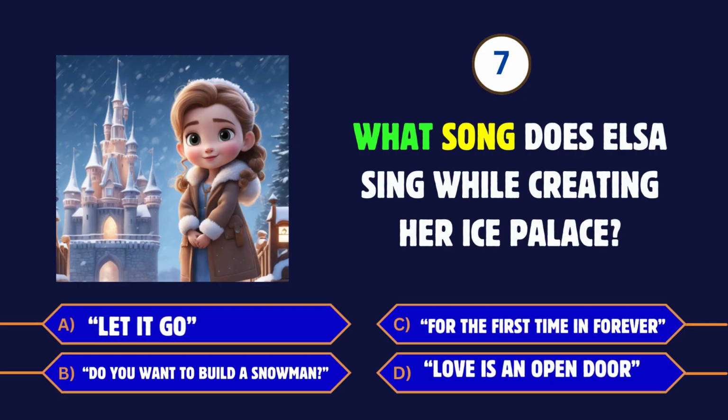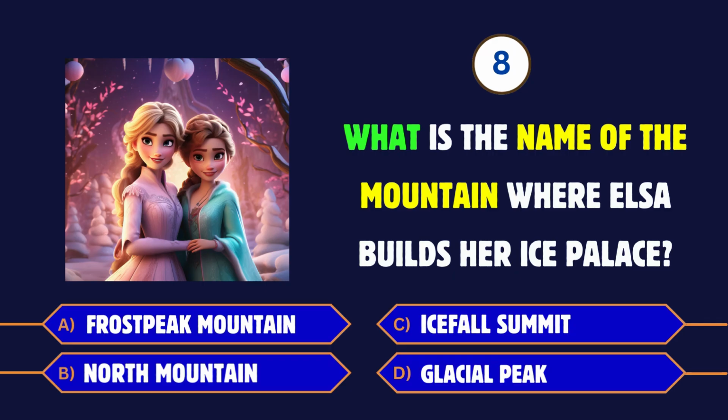Question 7. What song does Elsa sing while creating her ice palace? The correct answer is Let It Go. Question 8. What is the name of the mountain where Elsa builds her ice palace? The correct answer is North Mountain.